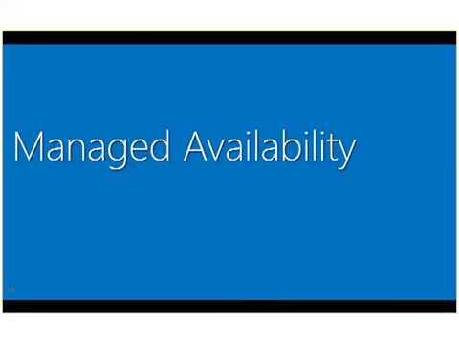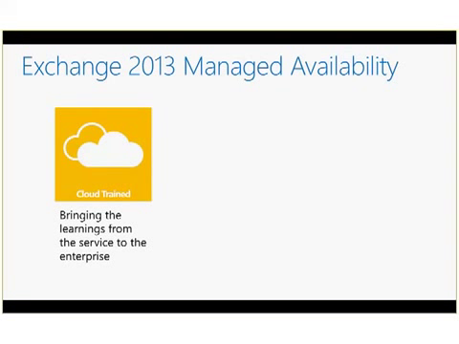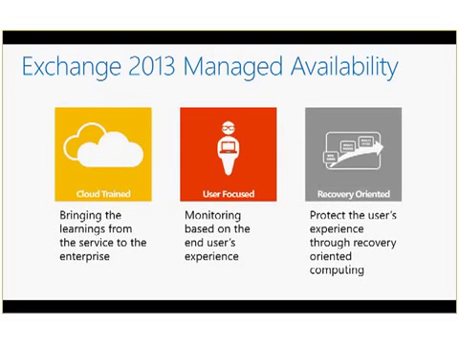All right, the last thing I want to talk about is managed availability. Managed availability is basically there as a result of things that we learned from operating a cloud service for the last 5+ years. We've got 3 new tenets around managed availability. One is that it's cloud trained, and that means that there are a lot of benefits that we get from the learnings we acquire from running Exchange Online and Office 365 that we can put into the enterprise product and make it better. The second tenet is that it's user-focused.